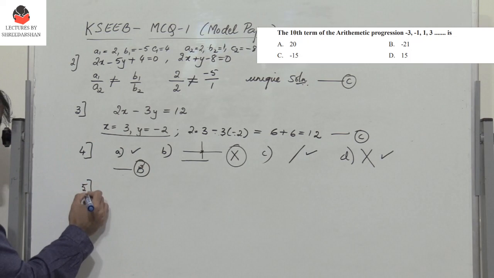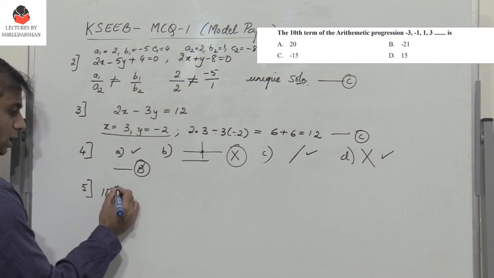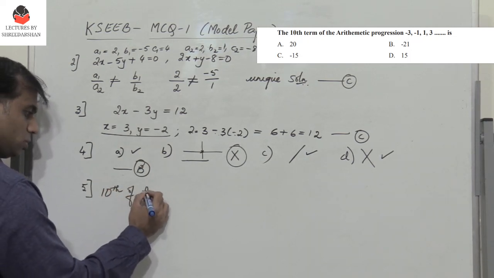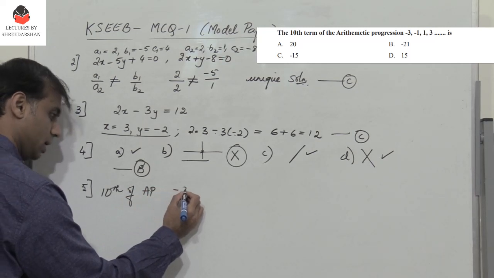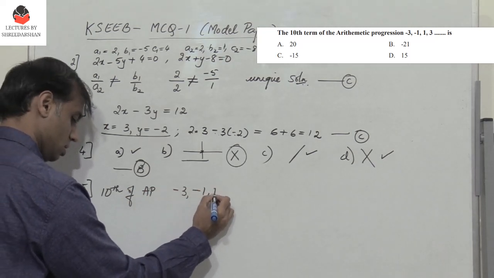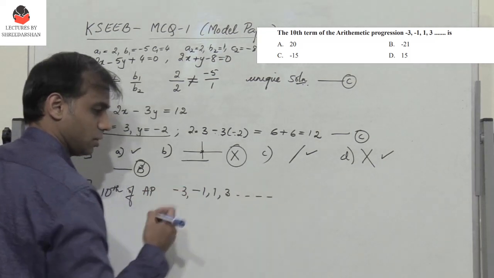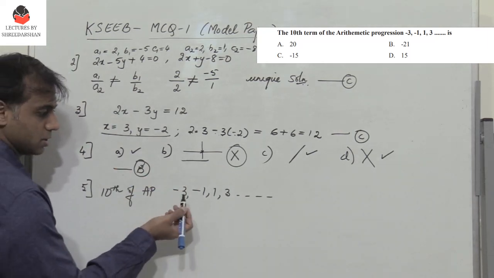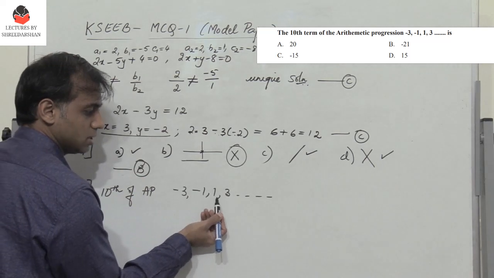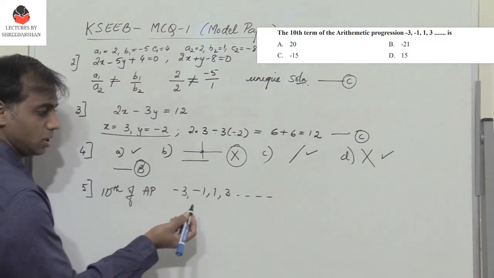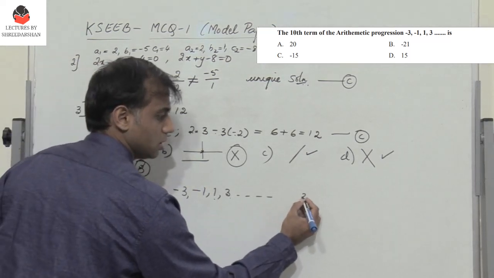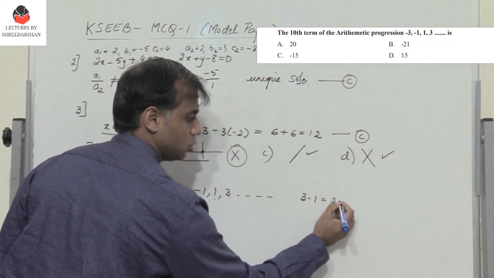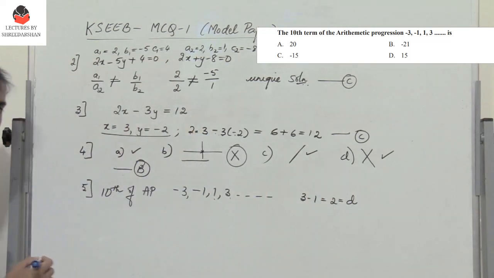Fifth one, the 10th term of an AP is, so you have the arithmetic progression given -3, -1, 1, 3 and so on. Now how do I find the common difference? The common difference can be obtained by subtracting any two consecutive terms. So let me take 3 minus 1. So 3 minus 1 gives me 2, which is the common difference D.